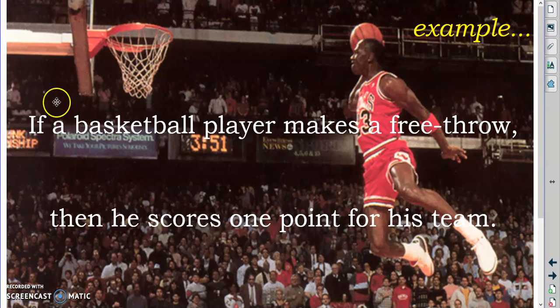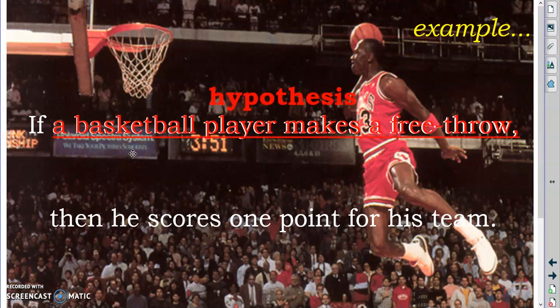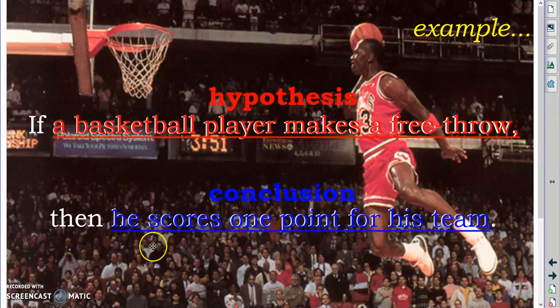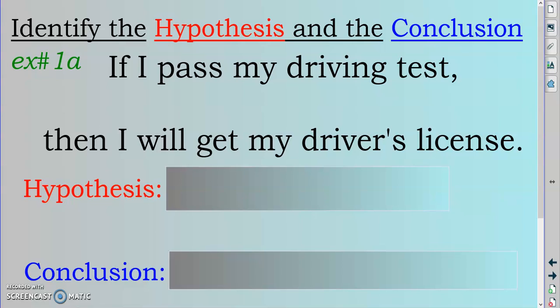So the hypothesis is whatever comes after the if. So the hypothesis here is that a basketball player makes a free throw. The conclusion is whatever comes after the then. So he scores 1 point for his team. So we don't include the if or the then in our hypothesis or conclusion. It's just whatever comes after.